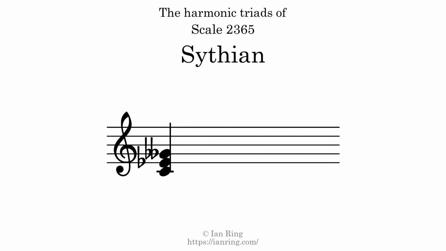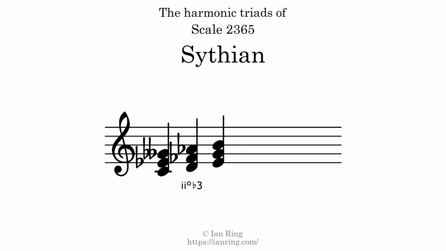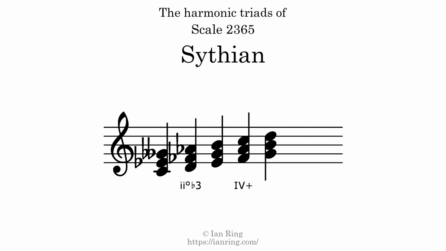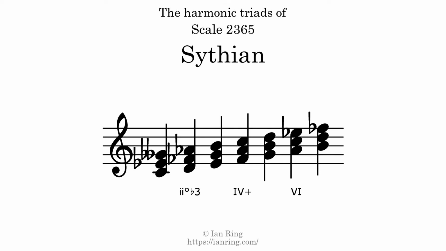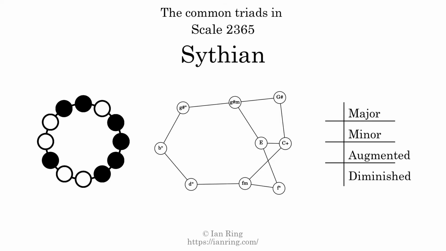Here are the harmonic triads present in this scale. Unnamed. Diminished flat 3. Unnamed. Augmented. Unnamed. Major. Unnamed. Here are the common triads present in this scale. The diagram in the center is a graph of parsimonious voice leading between triads.